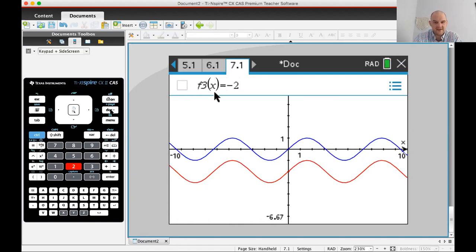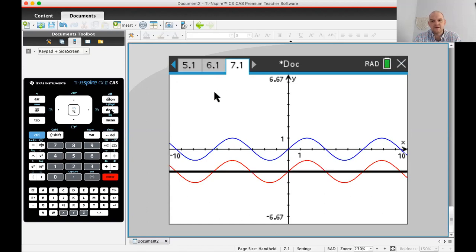If I graph f of x equals negative 2, it looks exactly like a new x-axis. The sinusoidal axis is the average of the maximum and the minimum. The amplitude is how far you can go up or down from the sinusoidal axis. And so if I did the next one, we would get the same result.